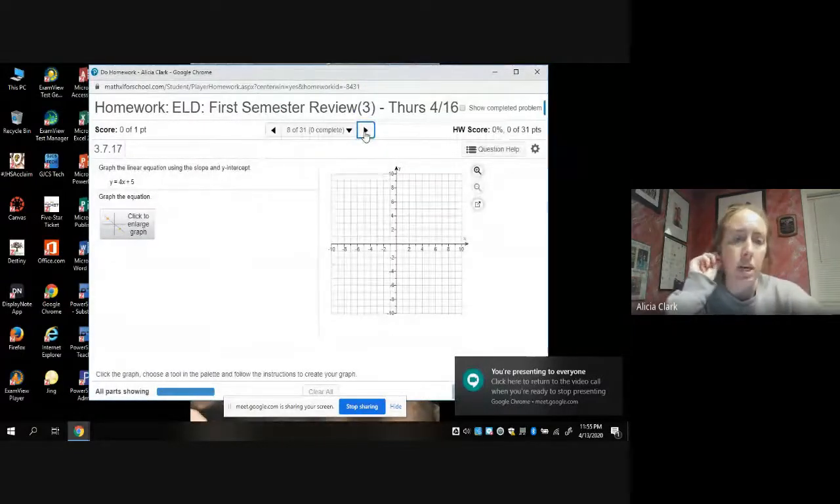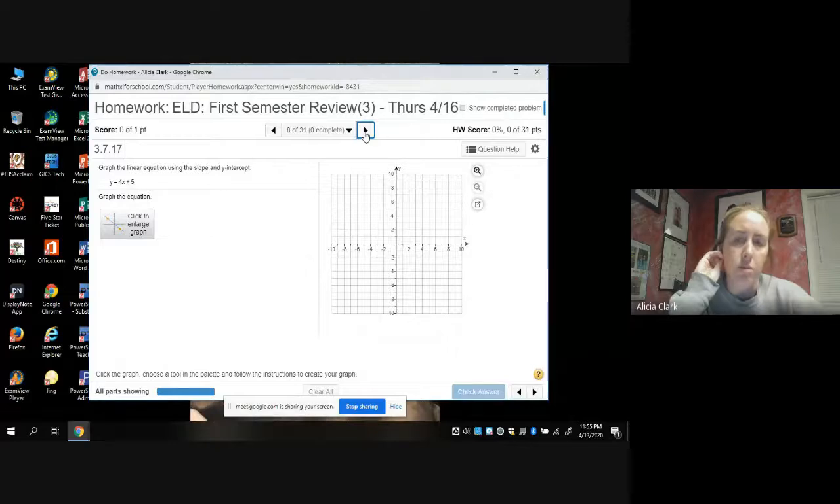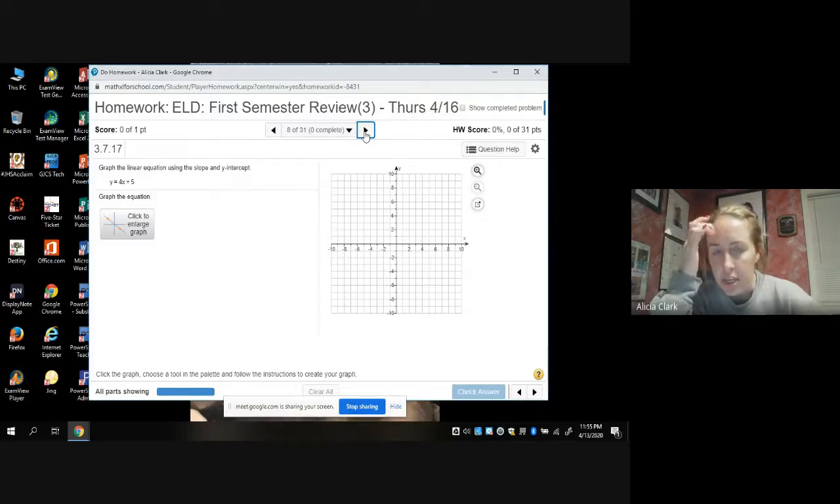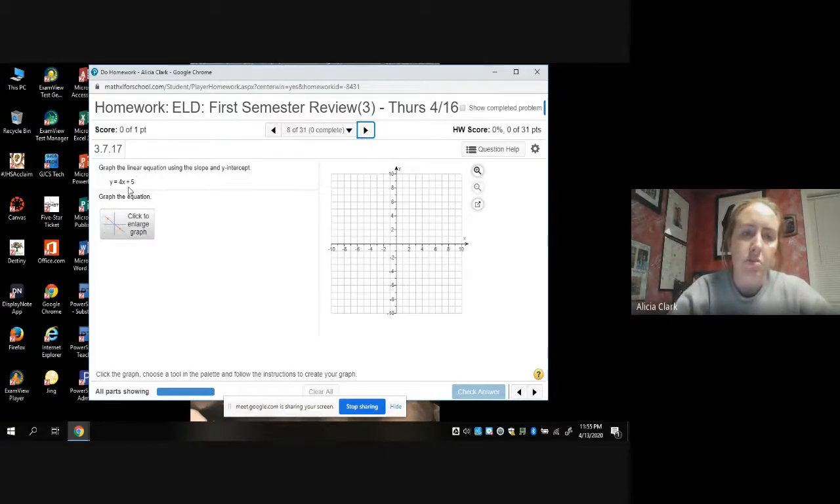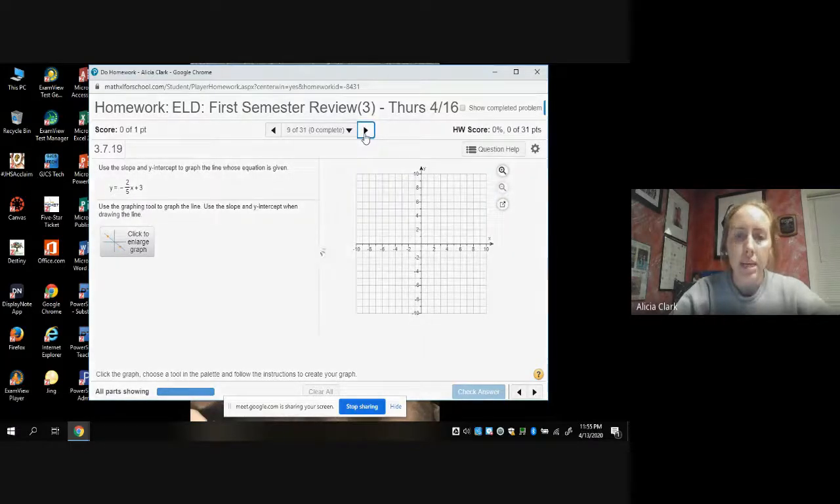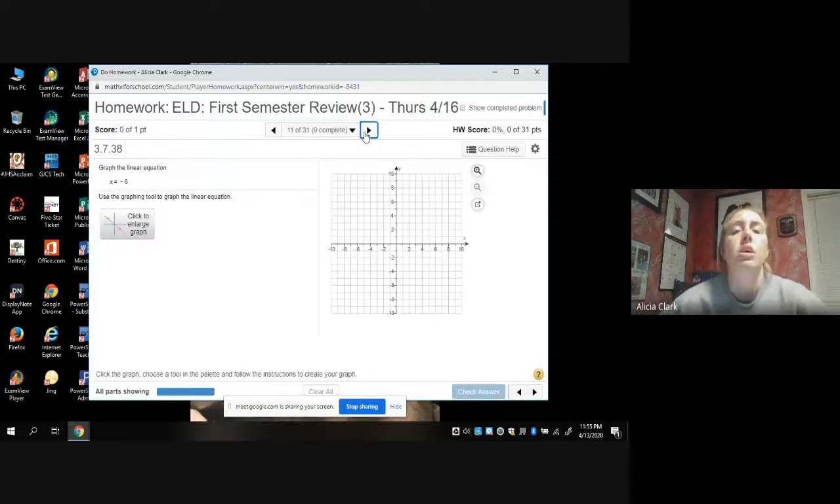Then you're going to be graphing the line equation using the slope and y-intercept, which is going to be y equals mx plus b, basically. So starting at the y-intercept, in this case, would be 5, and then using that to find a second point along with the slope. And you're going to have several graphing questions.